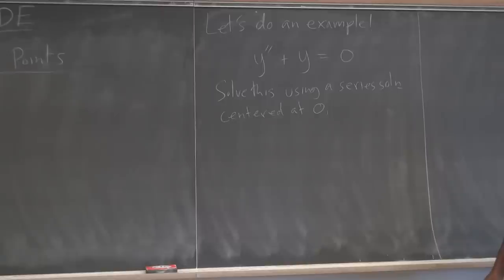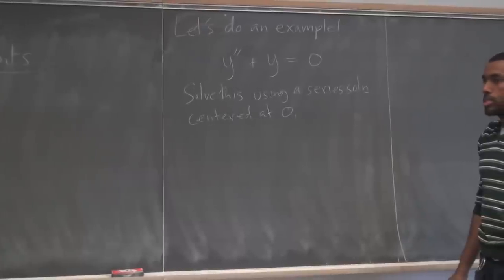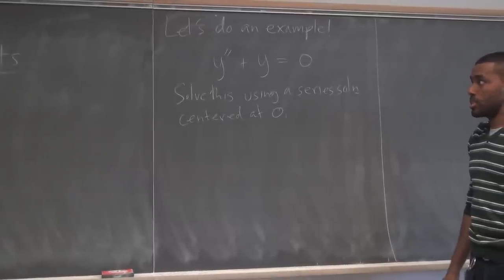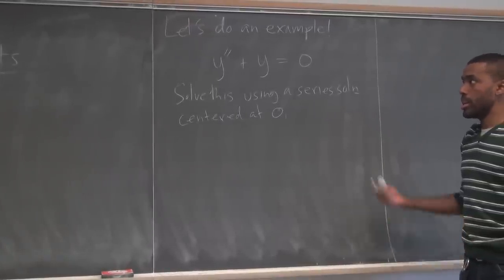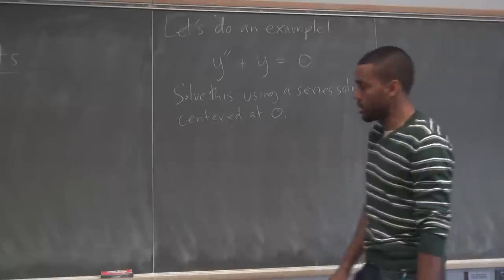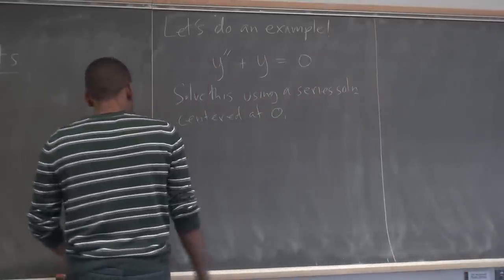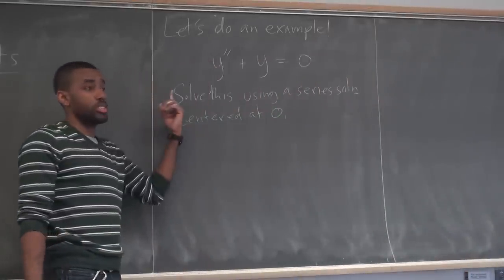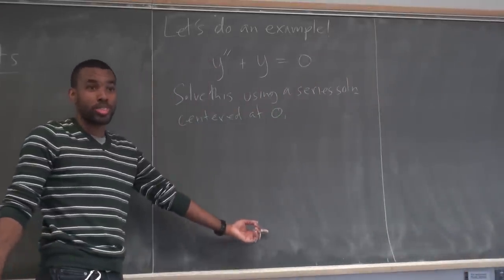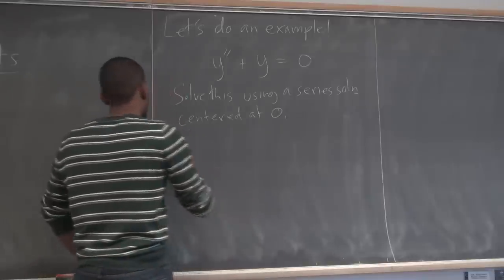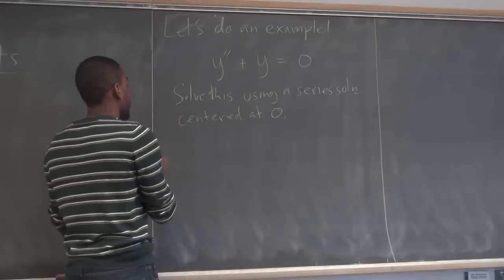Okay. So we actually know what the solutions to this are, right? What are they? Sine and cosine. Right, so it will be C1 cosine and C2 sine. So meaning if I solve this using series, the series that I end up with better be the series for sine and cosine, right? Okay, so let's actually do it.